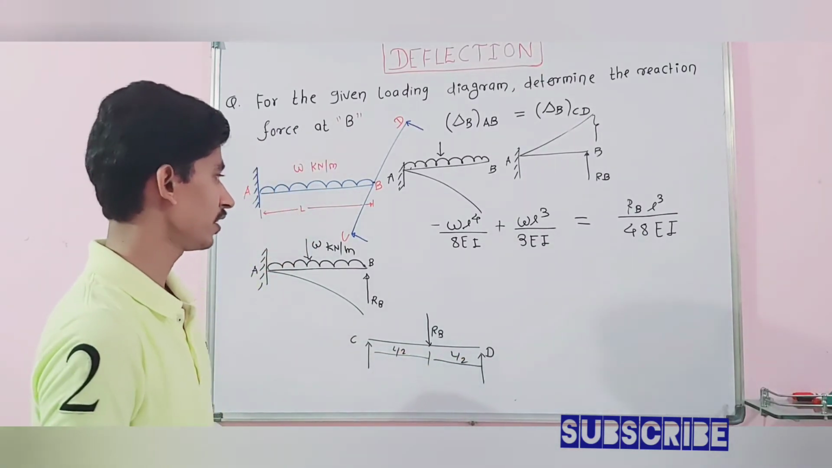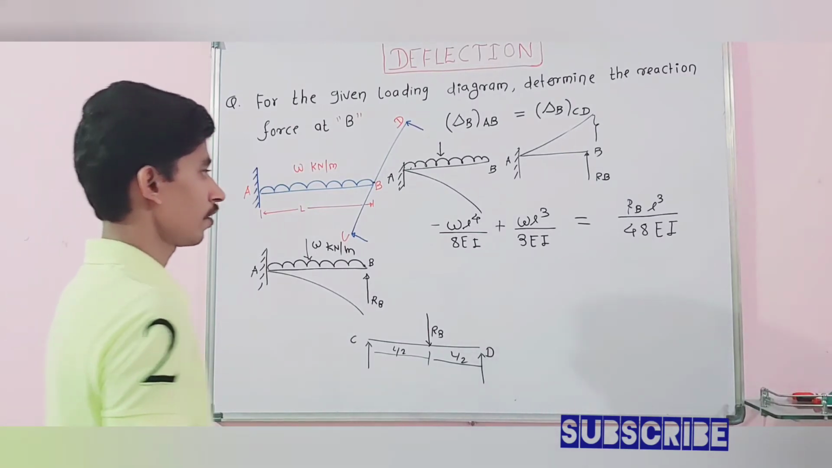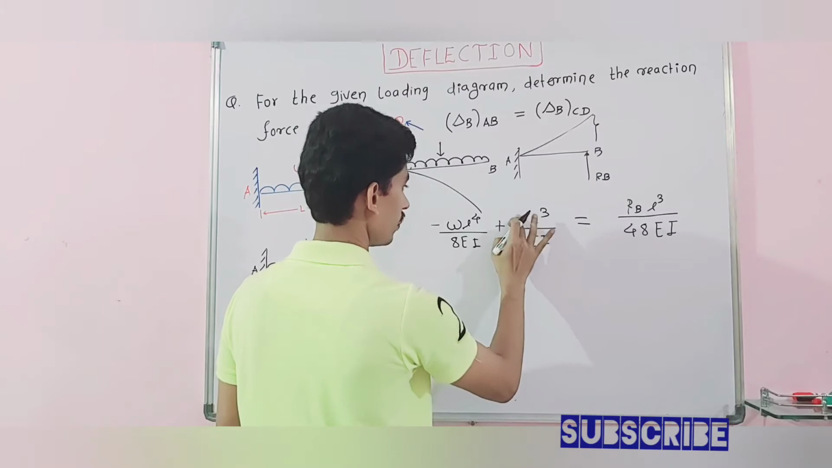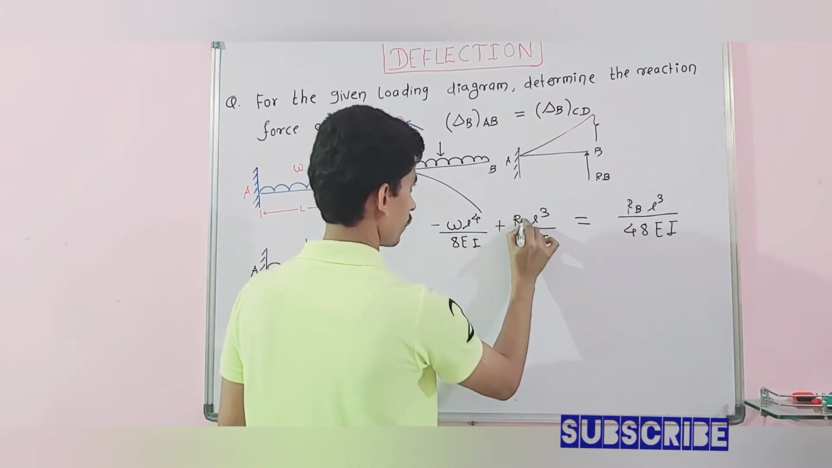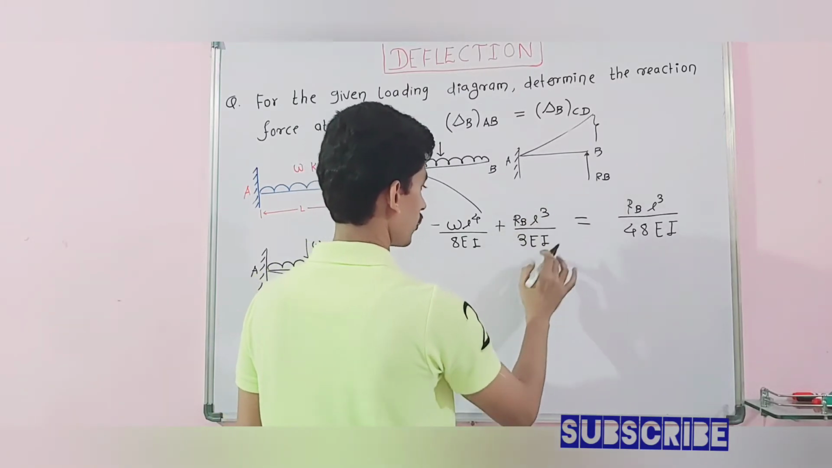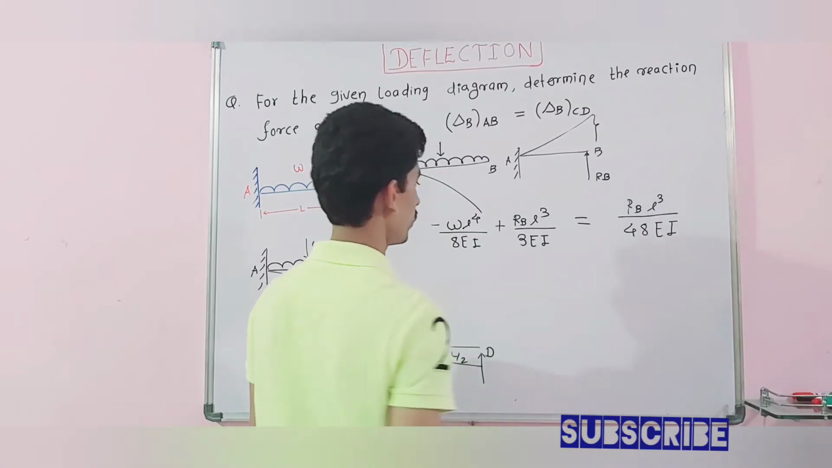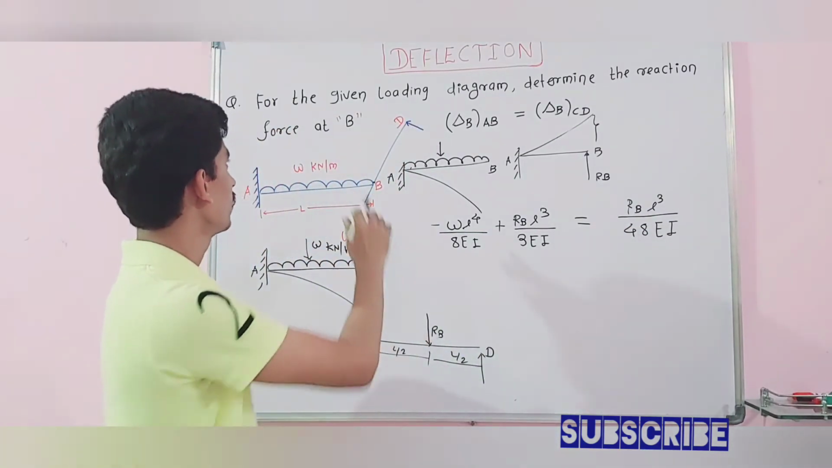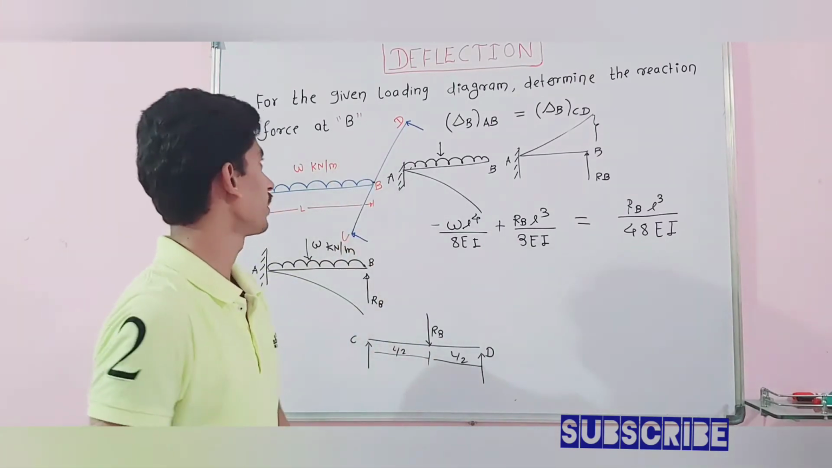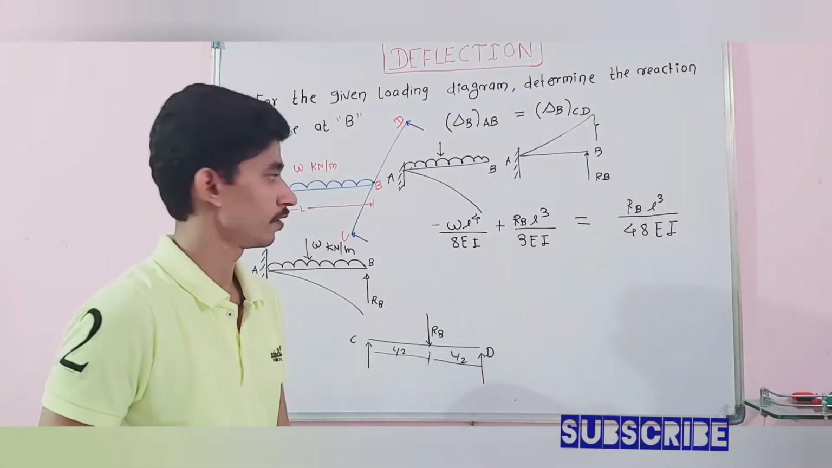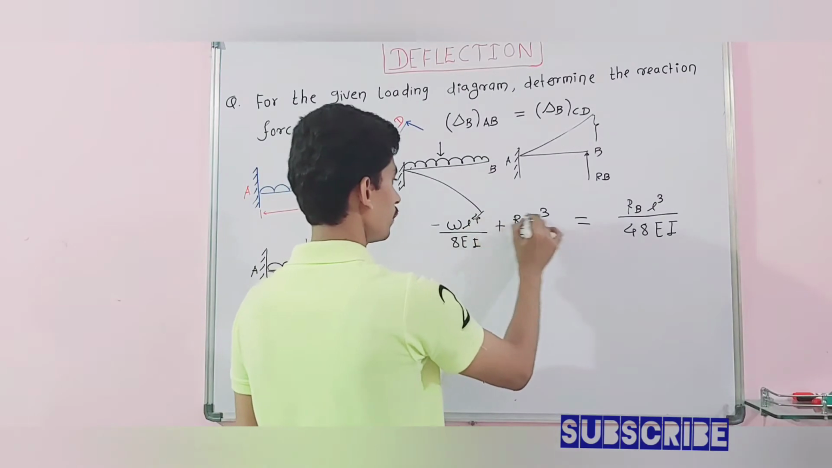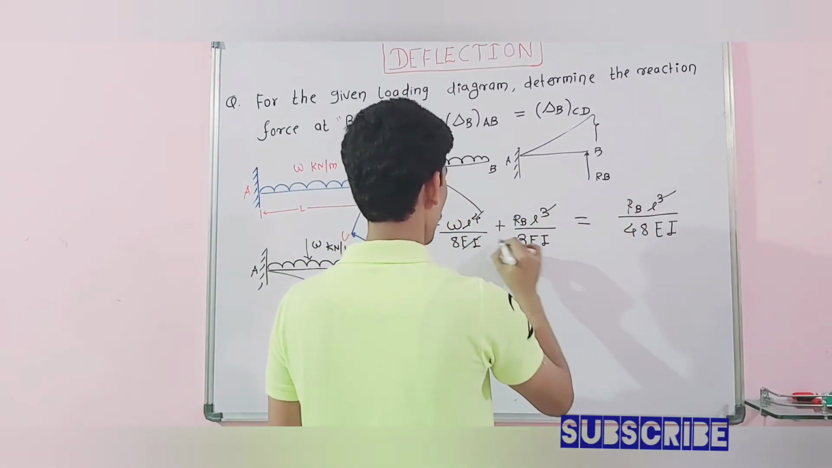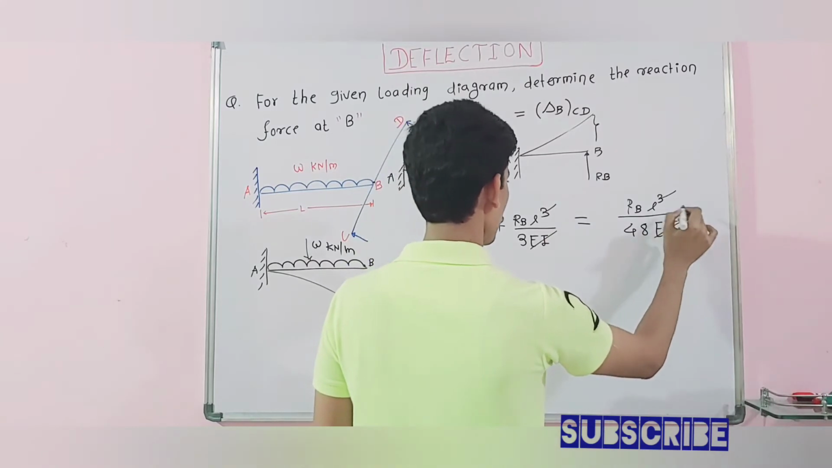So if you solve this, what is unknown? We can say here RB. Okay, this W is nothing but your RB. Due to the point load, RB L cube by 3EI, RB L cube by 48EI. After solving this, you will get the reaction force at point B. Okay, so this L cube, this L cube, this L cube will get cancelled. EI will get cancelled.